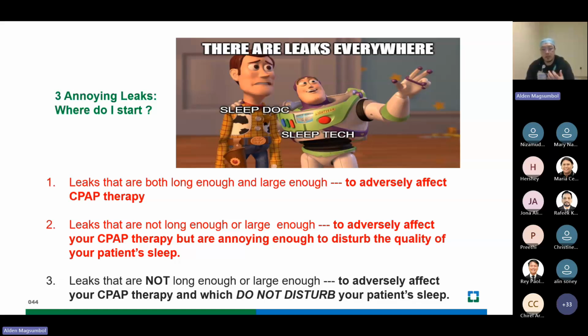So the large, long leaks need to be addressed because they affect your CPAP therapy, and ineffective CPAP therapy might not allow your patients to feel at their best. If your leaks are frequent and in the large leak range, maybe you need to spend more time figuring out what's causing the leak. Make sure that it is the correct mask size. Maybe you need to make sure that it's fitted properly from the beginning or before the night starts.